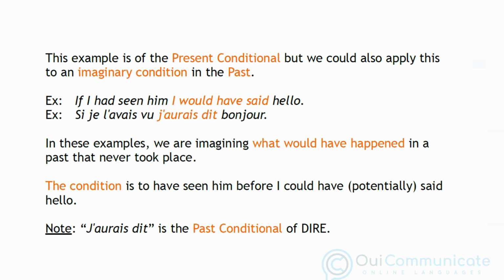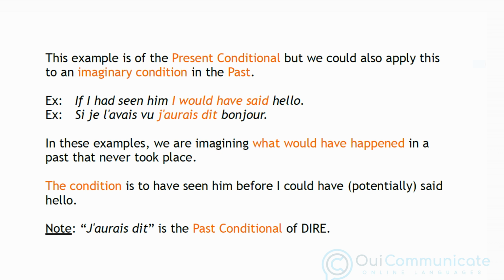in the past. For example, if I had seen him, I would have said hello. Si je l'avais vu, j'aurais dit bonjour. In these examples, we're imagining what would have happened in a past that never took place. The condition is to have seen him before I could have potentially said hello.